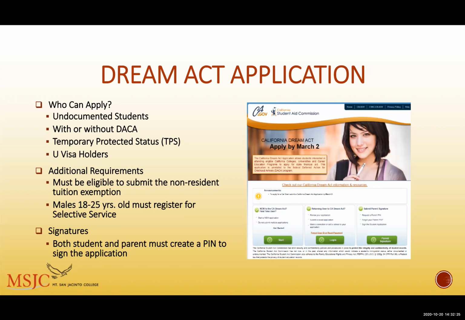Okay, the admissions or the registrar side of the schools are the ones that determine that part. And for Dream Act state aid, you have to be considered an AB 540 student. Okay. All males between the ages of 18 and 25 do have to register with Selective Service. That is a requirement. And the other thing that the Dream Act requires is that both a student and a parent, if you are dependent, must sign the application.